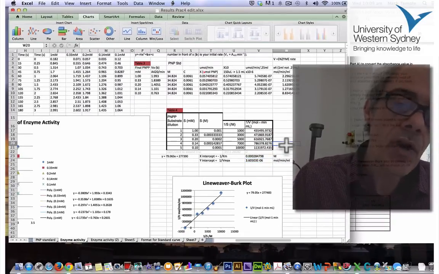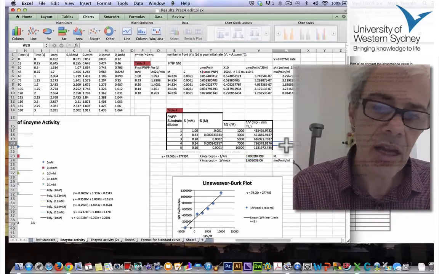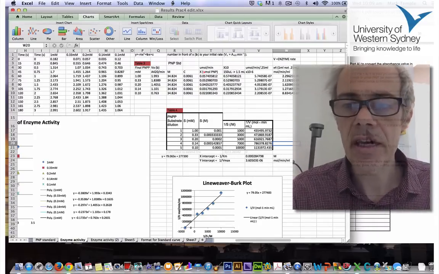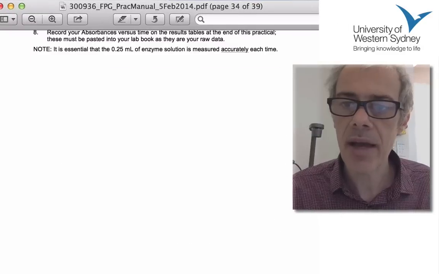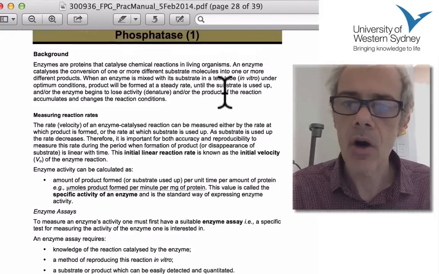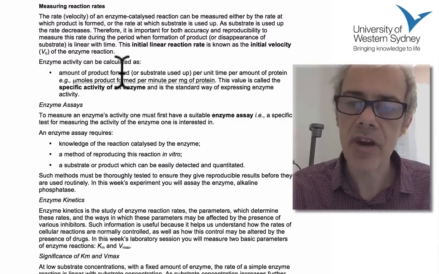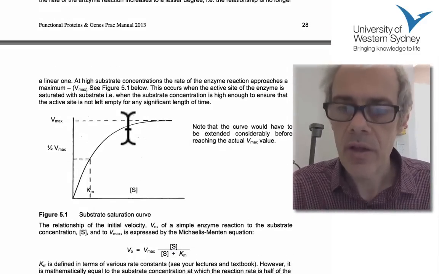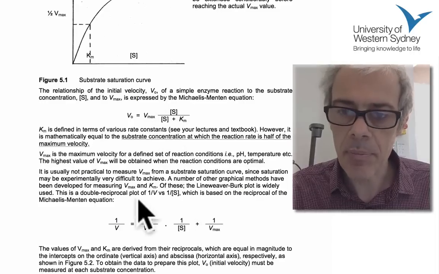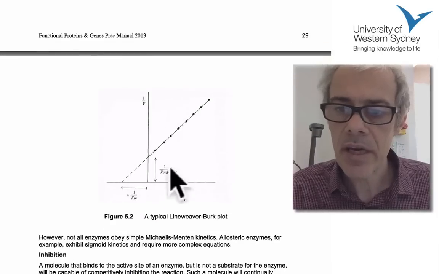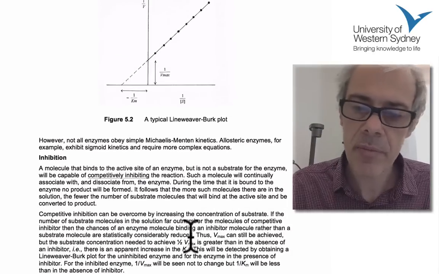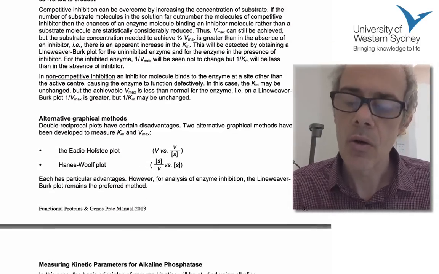Okay, so from these graphs you can process your data to calculate the Km and the Vmax, which are important properties when considering the properties of the enzyme. So if you go back to your introductory notes from last week, there's a nice discussion here on measuring the reaction rates, and there's also, these are the rates of reaction that we've calculated, and then it talks about plotting the Lineweaver-Burk plot here, and then calculating the Km and the Vmax from these data. Okay, so you've got the background information there to understand what you're doing.